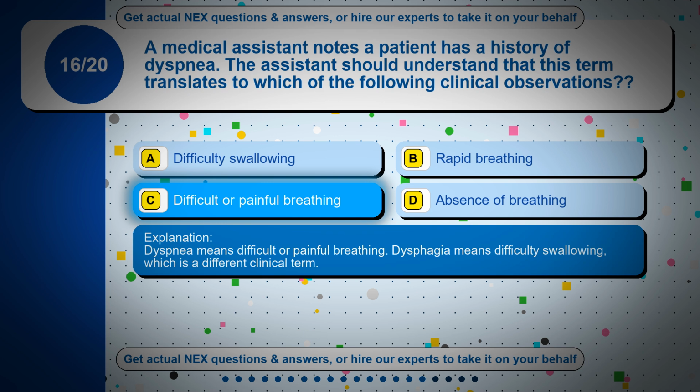Dyspnea means difficult or painful breathing. Dysphagia means difficulty swallowing, which is a different clinical term.